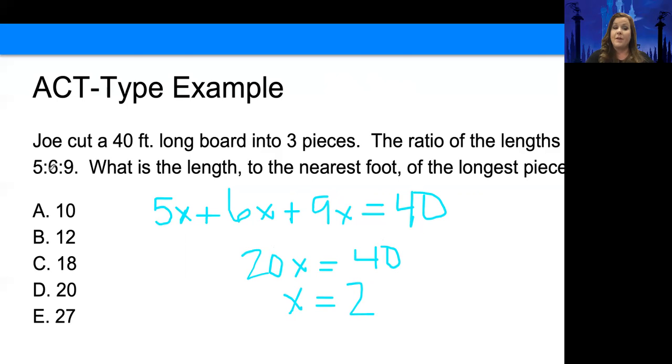So instead of it being 5, 6, and 9, it's going to be 10, 12, and 18. So the longest piece is 18. Now, is there another way you could have done this? Yes. And some people catch this. What's 5 plus 6 plus 9? This equals 20. 20 does not equal 40. So to go from 20 to 40, I need to double it. Double each one of the numbers.